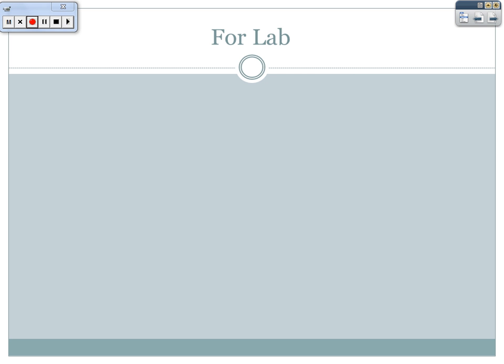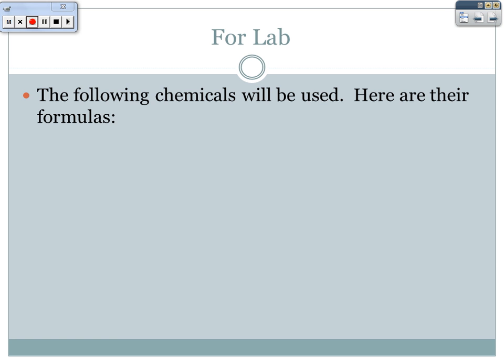So we're going to be doing a lab about intermolecular forces, and we're going to be looking at a bunch of different chemicals, and we're going to look at their boiling points, and so they're actually their evaporation temperatures. And so these are the following compounds that we're going to be looking at.